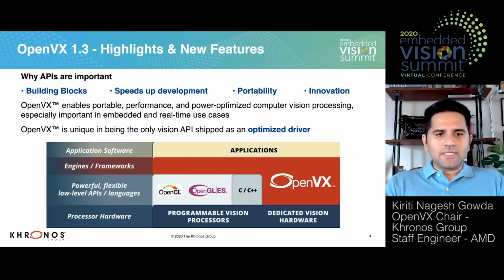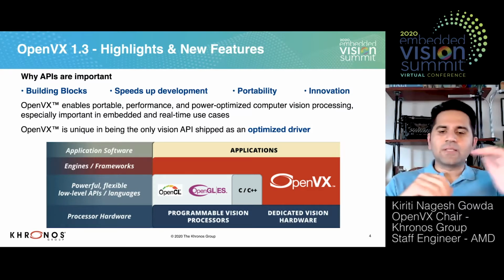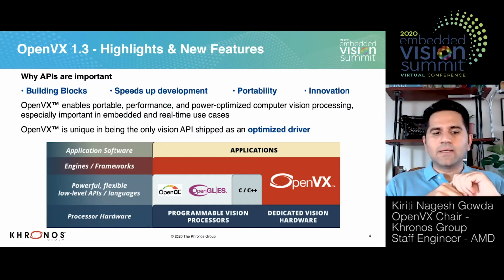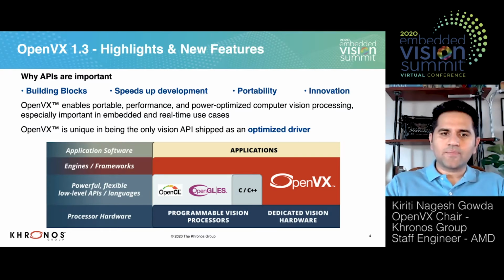So OpenVX, in response to that, enables portability and performance- and power-optimized computer vision, especially needed in embedded and real-time systems. OpenVX is unique in being the only vision API shipped as an optimized driver by vendors. If you see the block diagram in this slide, there's an application layer and the hardware layer, and OpenVX lies in between. It connects your application to the given hardware. OpenVX underneath can use C++ or OpenCL for its functionality, and that's how it connects your application to the base-level hardware.